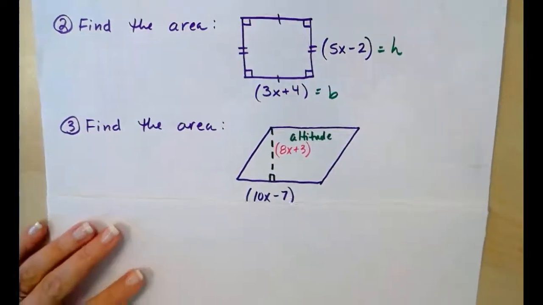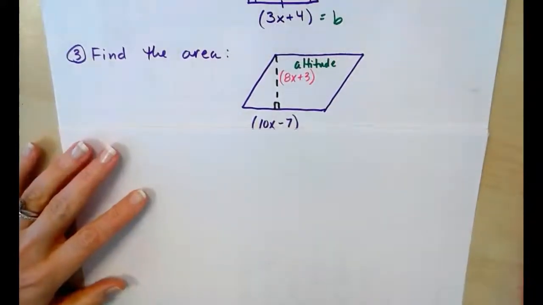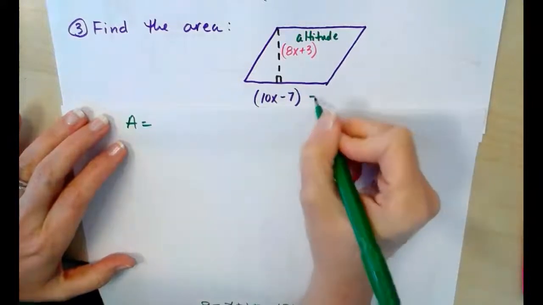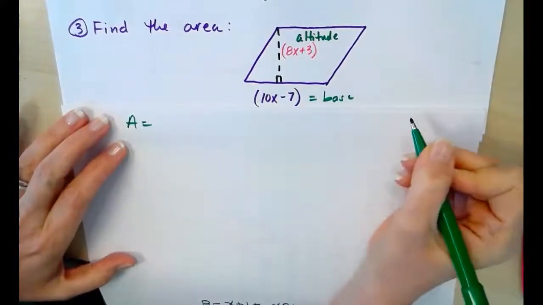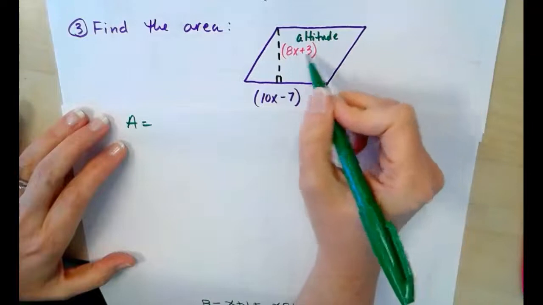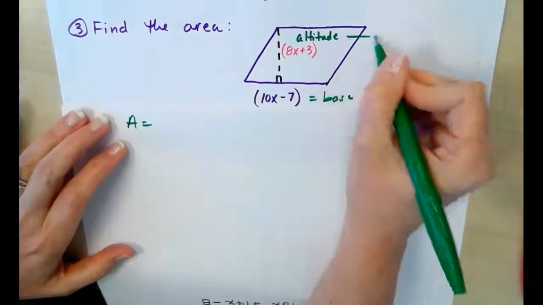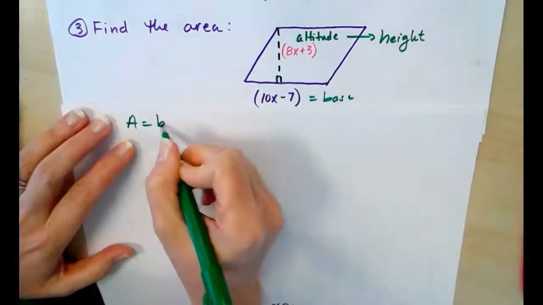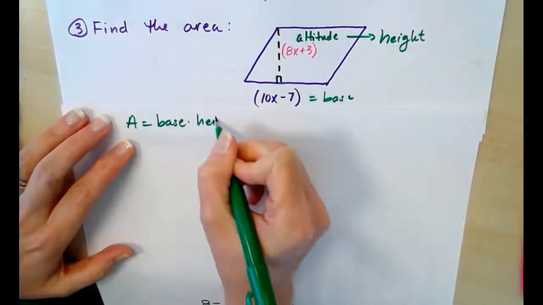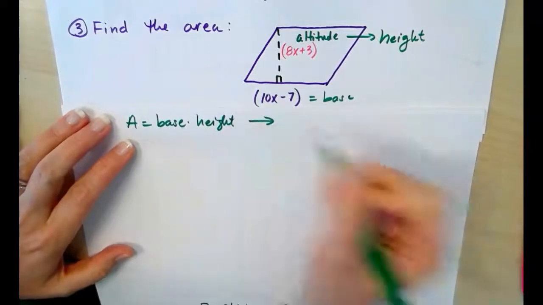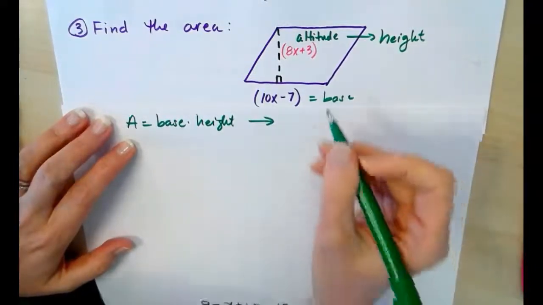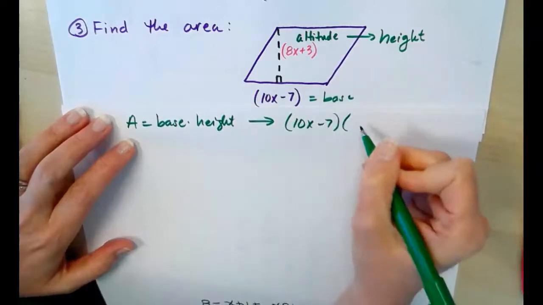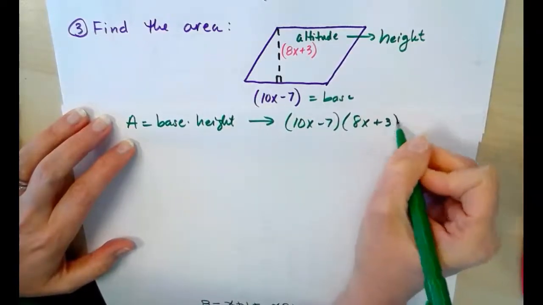Lastly, we have a parallelogram at the bottom of the page. This parallelogram has a base of 10x minus 7, and I'm showing you here that this is an altitude. An altitude means the same thing as height. So since the area is base times height, let's fill in the expressions into the formula. 10x minus 7 times 8x plus 3.